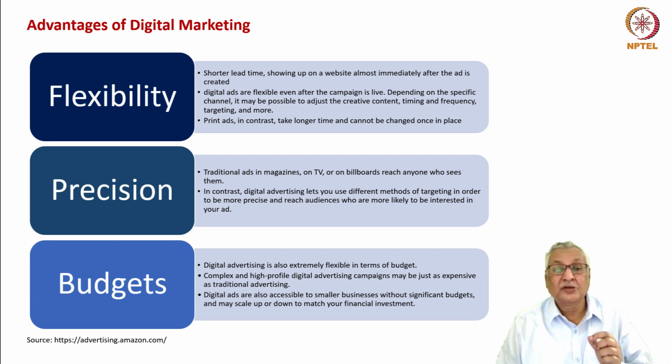Precision. Precision is the hallmark of digital marketing because while traditional ads in magazines and on TV are available for everybody to see, digital advertising only looks at one particular type of user, the way you program on your particular social media. If they are Facebook readers, you will get precision by targeting them in the Facebook pages.